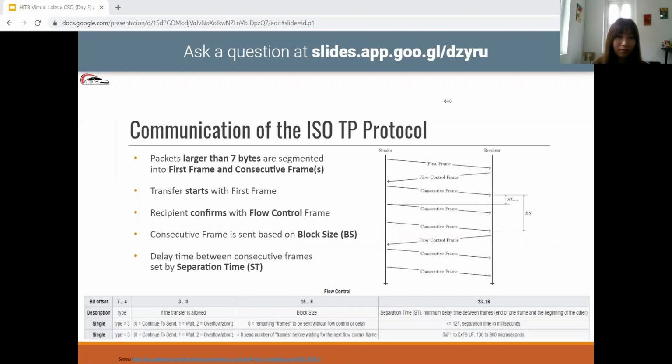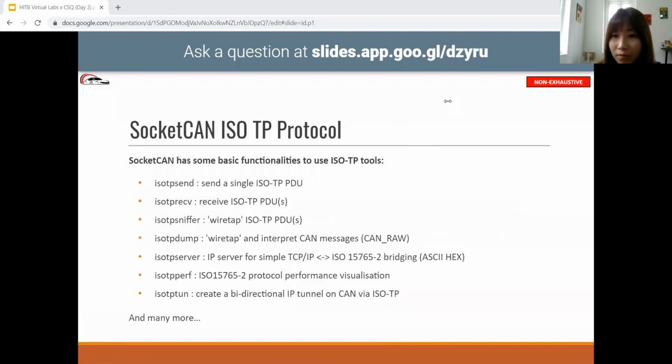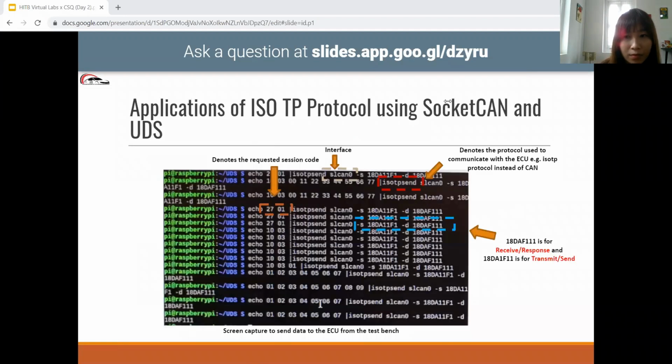In SocketCAN ISOTP, much like the SocketCAN tools, there's isotpsend, much like cansend, isotprecv, isotpsniffer, isotpperf, and so on. In the next slide, we have an example of how ISOTP is used. Here you can see we echo the requested session code and pipe it into isotpsend, with the interface, which is slcan0, then the sender denoted by -s, and the receiver.